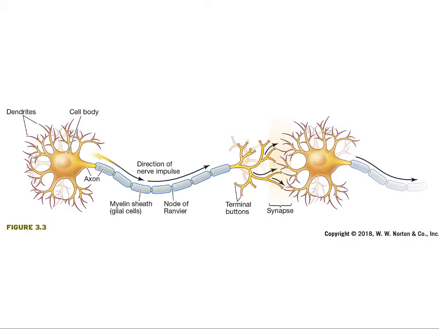Here's a cleaner picture of basically the same thing. Messages are received by the dendrites on the far left, and they're processed in the cell body, and then transmitted along the axon and sent to other neurons via chemical substances released from the terminal buttons across the synapse. The synapse is that space between the terminal buttons and the next neuron.